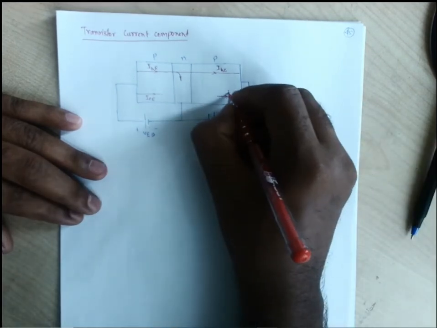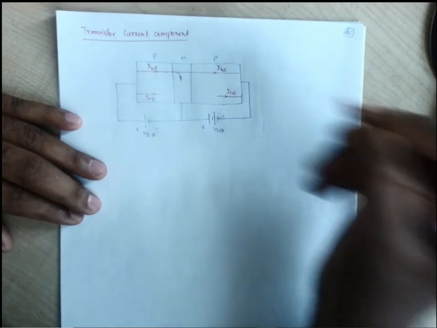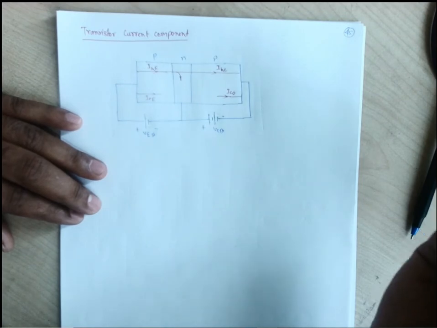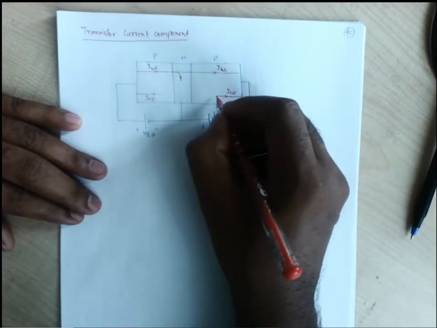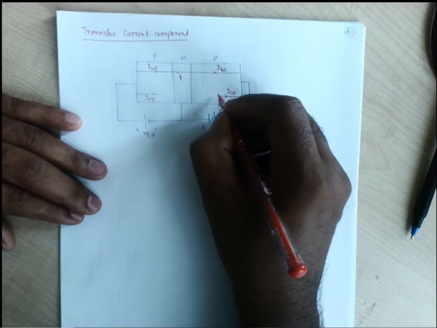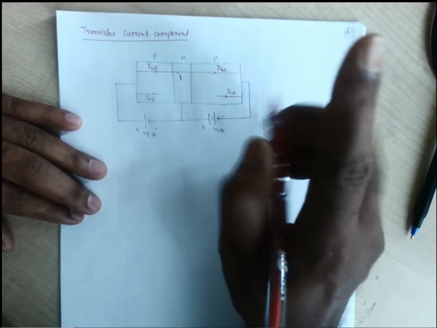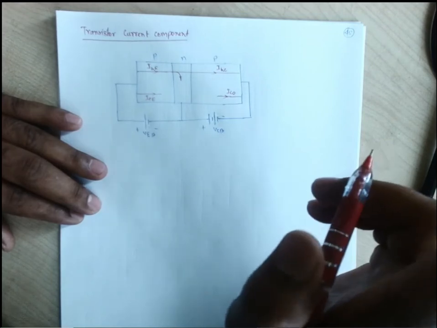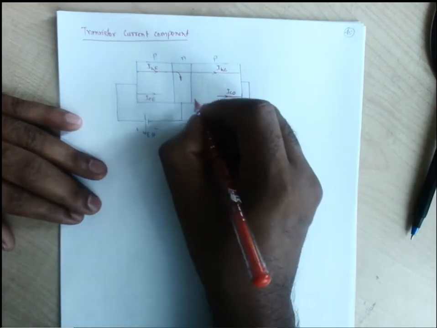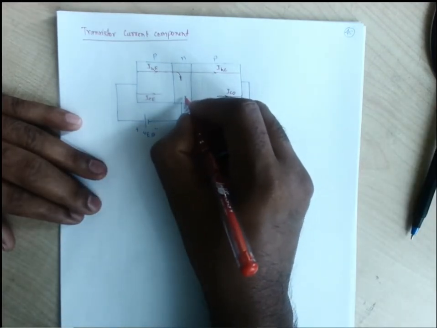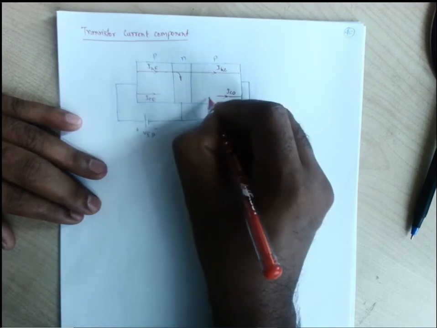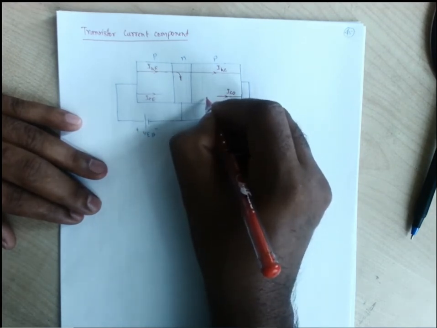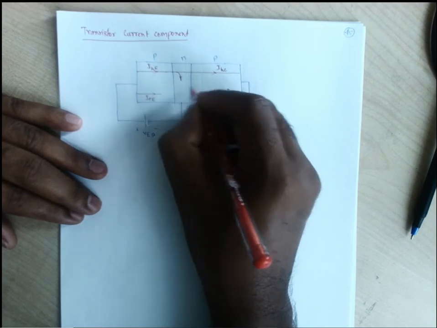So that current is known as ICO or ICBO. I will tell you what is the full form. This minority charge carrier current into the collector is the combination of two currents. What are those two currents? One is the holes coming from the base to the collector, and the other is the electrons going from the collector to the base.